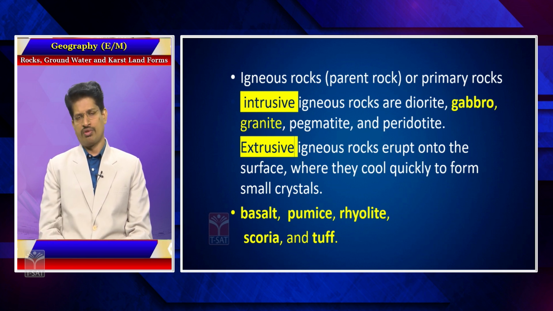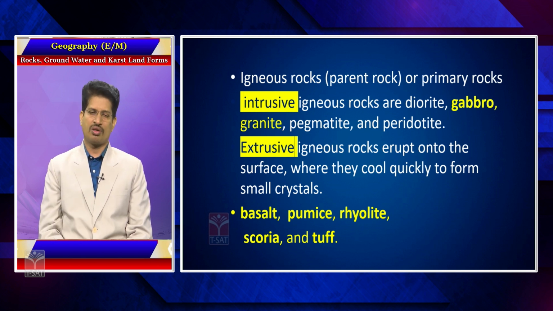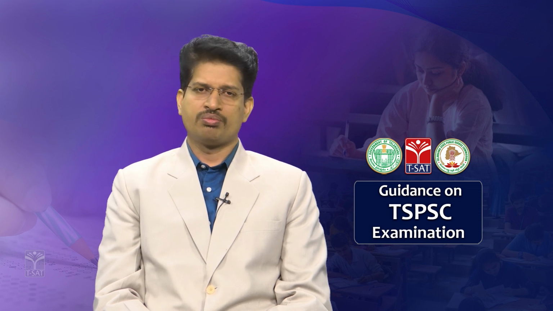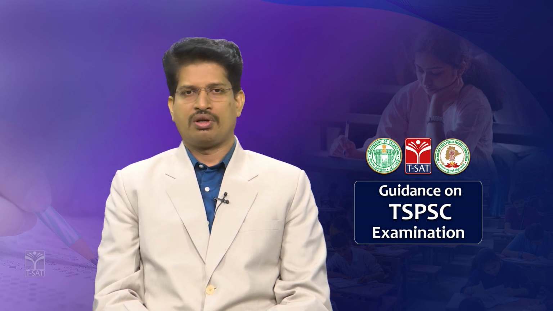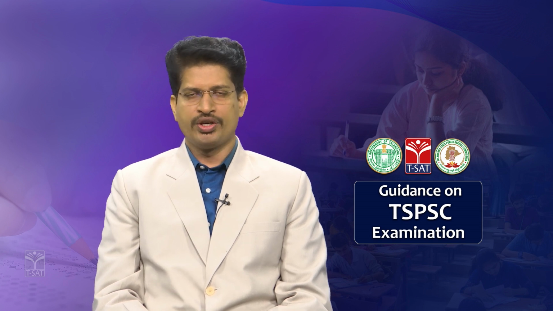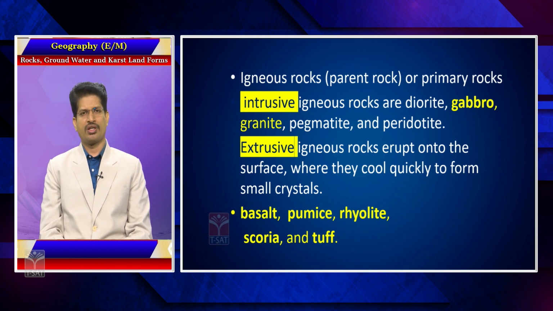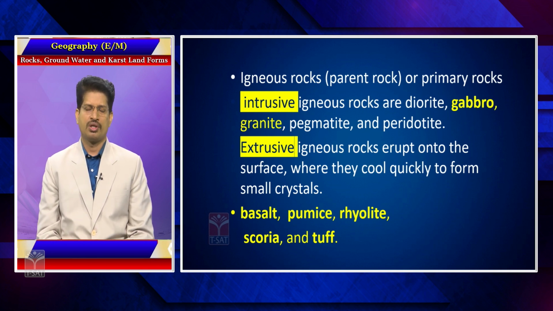So, even while framing a question, they may ask you, out of these igneous rock bodies, what are intrusive igneous rock bodies and what are extrusive igneous rock bodies. They may give you a question based upon this to differentiate examples of different intrusive and extrusive igneous rock bodies. There are certain examples given here. Basalt is an example of an extrusive igneous rock body. Pumice, rhyolite, tuff and scoria are examples of extrusive igneous rock bodies.